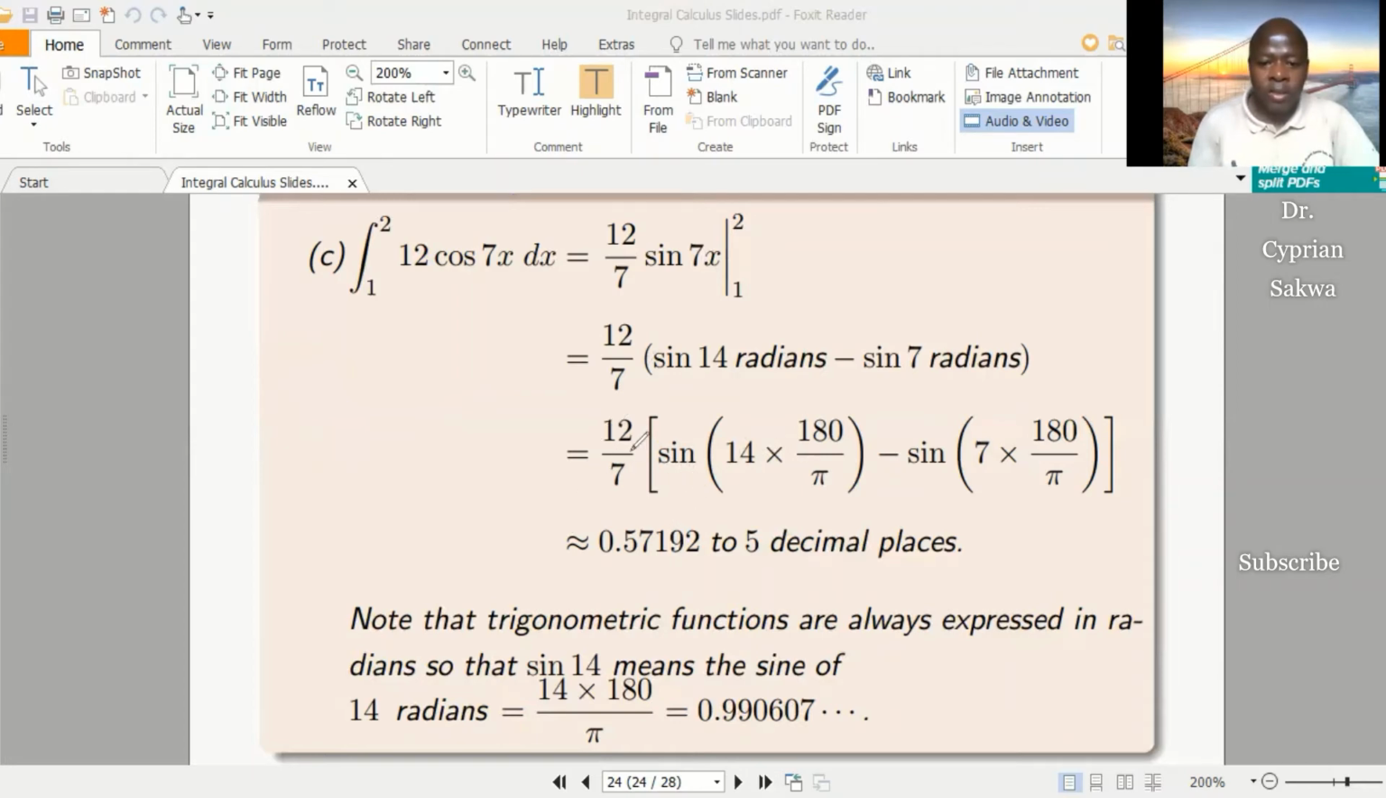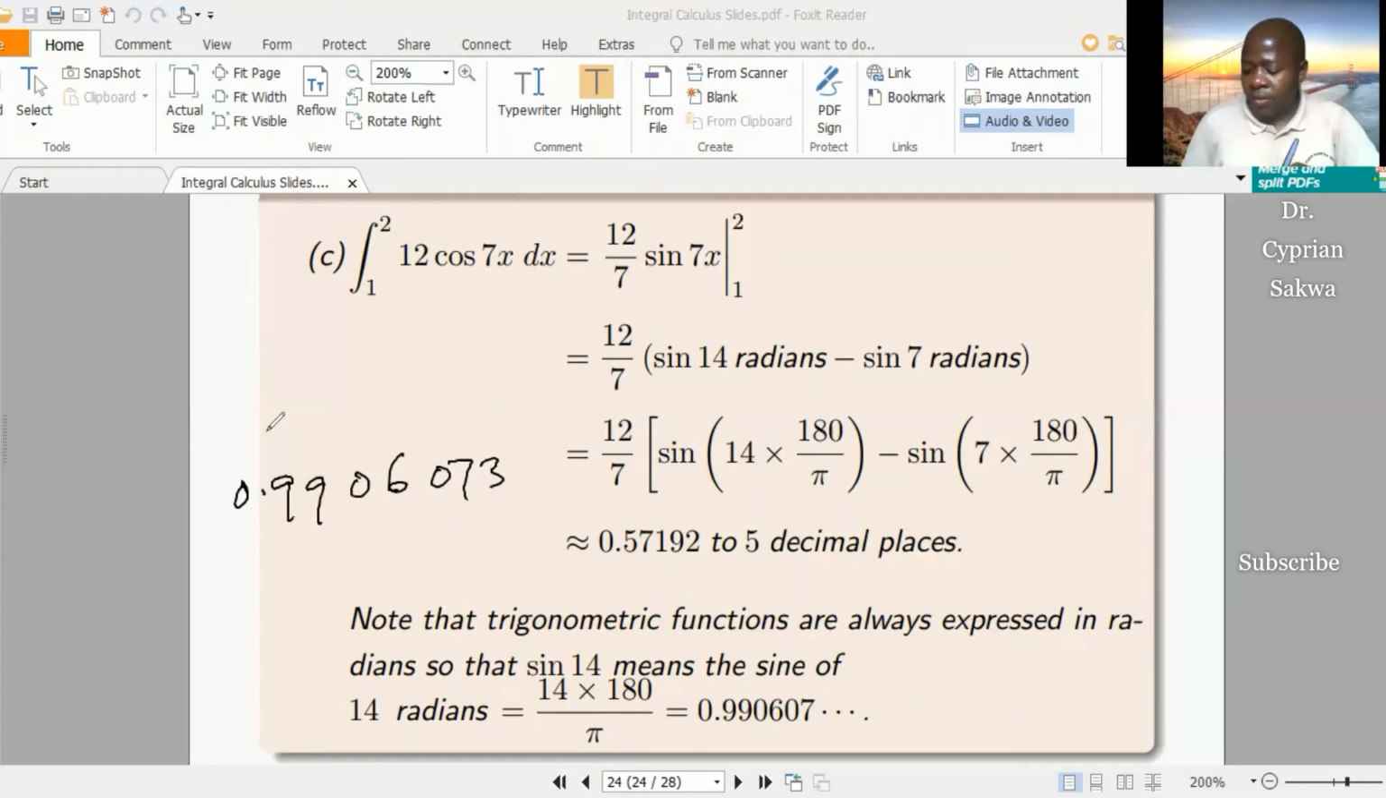So when you use your calculator here, 12 times whatever is here, of course this will be, what is this? 14 radians is 14 times 180 divided by pi. It was supposed to be sine of 14 radians. So what is the sine of that? Sine of that, I'm getting 0.990607 and so on.